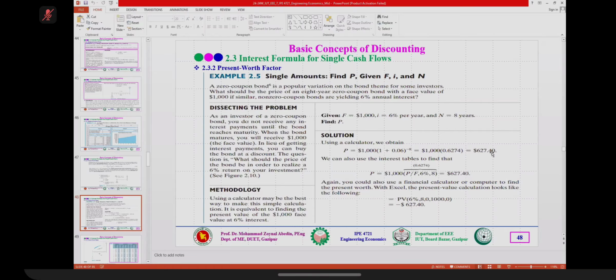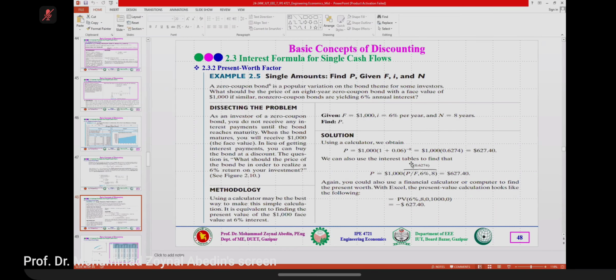We have to find out the P value. Easily you can use the calculator, or you can use the interest table. Here P equal to F, bracket, P by F, i, n. So 1000 into this value, which will come from the interest table, 0.6274, equals 627.40. Again, you could also use a financial calculator or computer to find the present worth with Excel.